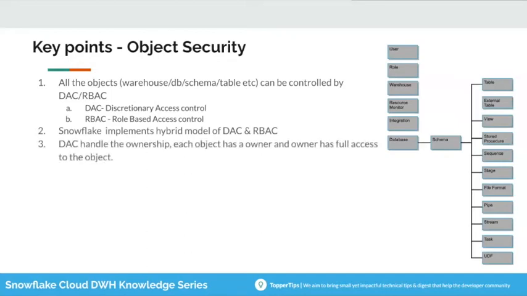Discretionary access control handles ownership. Each object has an owner and the owner has full access to the object. So if you have created a table or a view, you are the owner. When I say you, a user is not the owner. You having a role, that role is the owner of that object. Role-based access control handles all other access except ownership, like object privileges and roles.